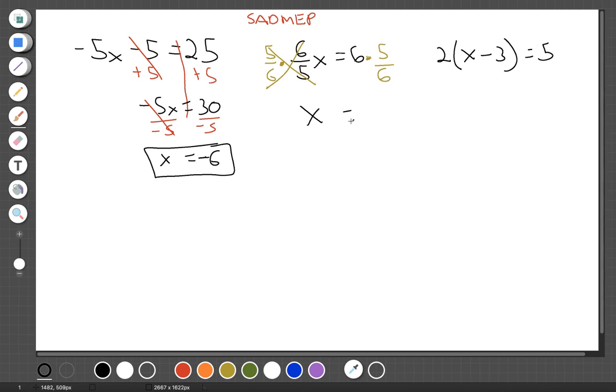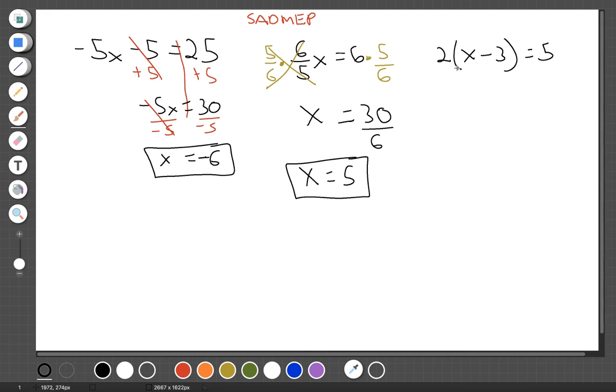Pull down my equal sign. Now we got to multiply this. How do you multiply this? Well, you take 6 times 5. You just take the number times the numerator. 6 times 5 is 30, right? 30 over 6. And you keep the denominator. And you can simplify that. 30 over 6 is 5.